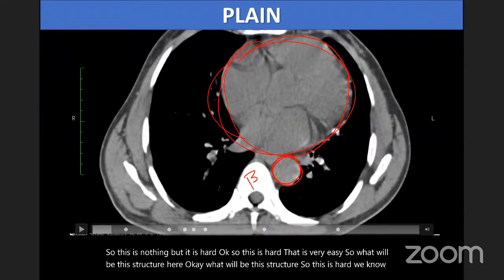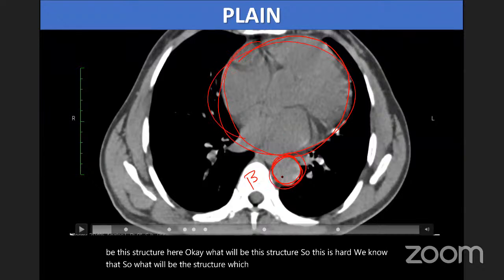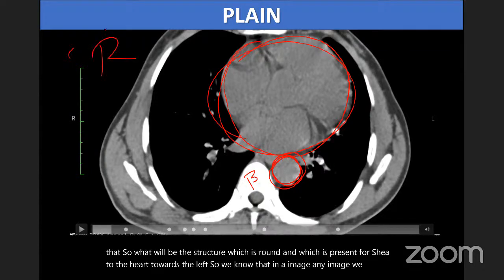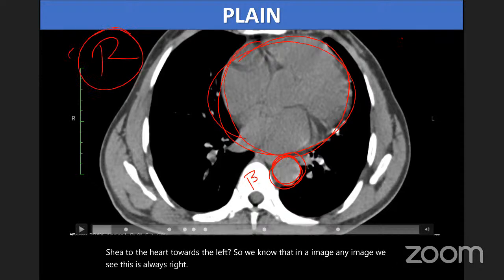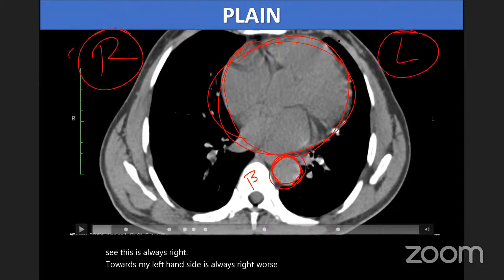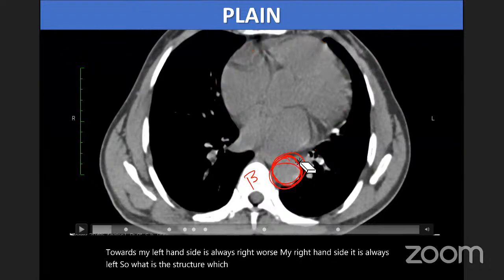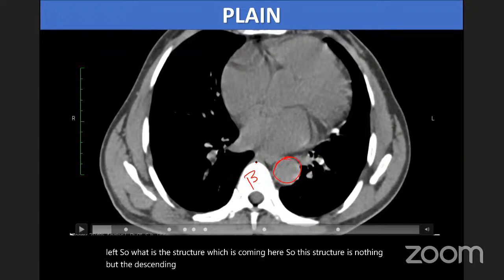What will be this structure, which is round and present posterior to the heart towards the left? We know that in any image we see, towards my left-hand side is always the right, and towards my right-hand side is always the left. So this structure is nothing but the descending thoracic aorta.